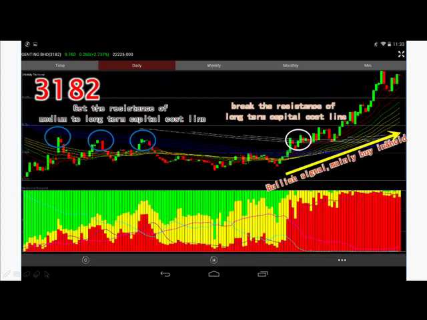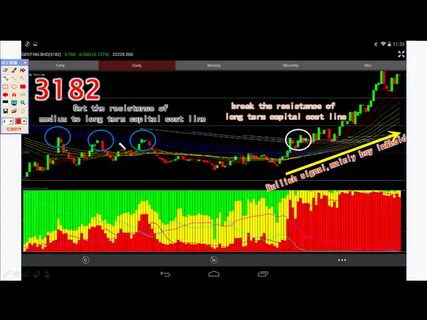Next, I will give another example. Genting. I think this is a blue chip. This share is very popular in Malaysia, so I think our investors from Malaysia will be very familiar with it. Okay, you will see here I also drew a blue circle. Can you see?